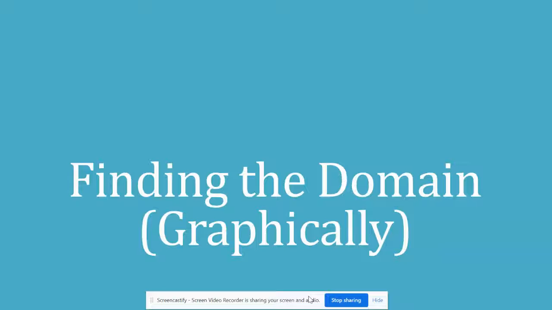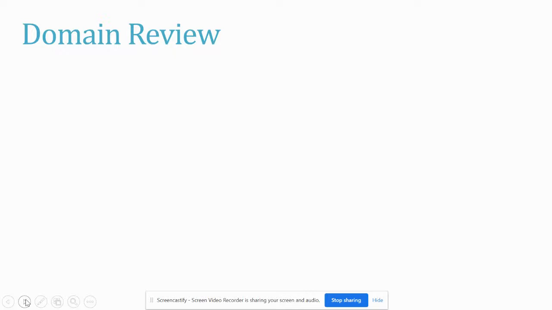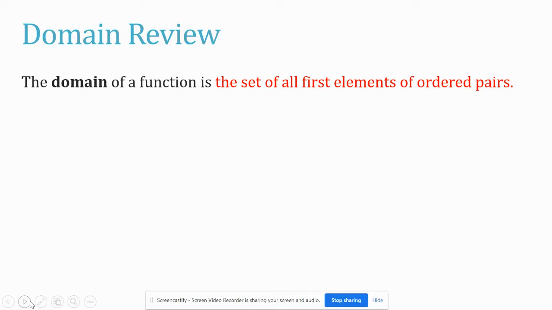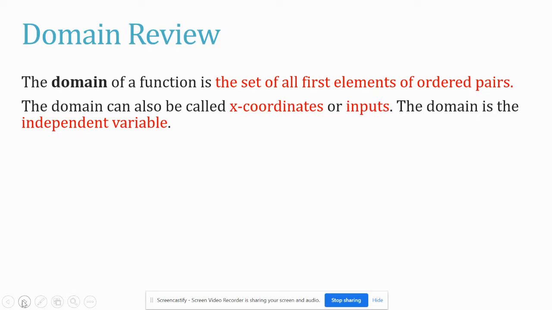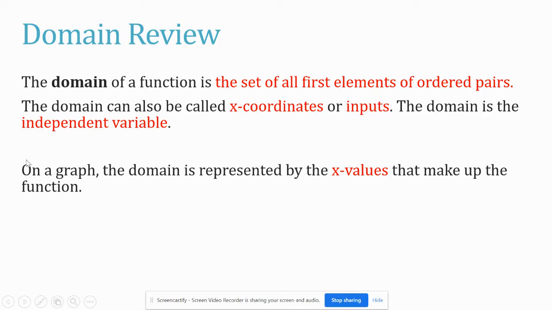Hey everyone, so we are continuing our unit on functions, and today we're going to be focusing on finding the domain given a graph. Okay, so first let's refresh our memory on what a domain is. The domain of a function is the set of all first elements of ordered pairs. The domain can also be called the x-coordinates or inputs. It's also known as the independent variable. And for today, on a graph, the domain is represented by the x values that make up a function.